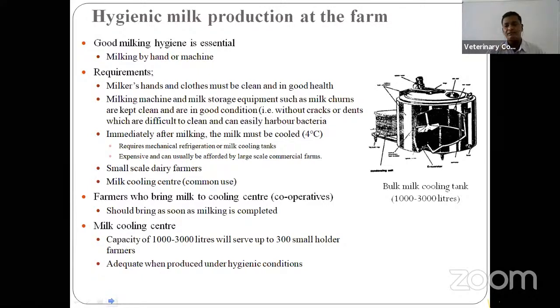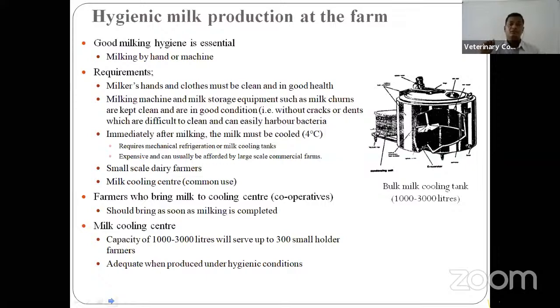Good milking hygiene is essential. Underline this, milking hygiene. There are various facets associated with milking hygiene. Whether you milk the animal with a milking machine or manually by hand, whether it is a hand or a teat cluster, they should be hygienic. That's the basic requirement. The milker's hand should be sanitized before acquiring the milk from the animal. Next, often we use cloths for cleaning the udder and teat. That cloth must be clean.